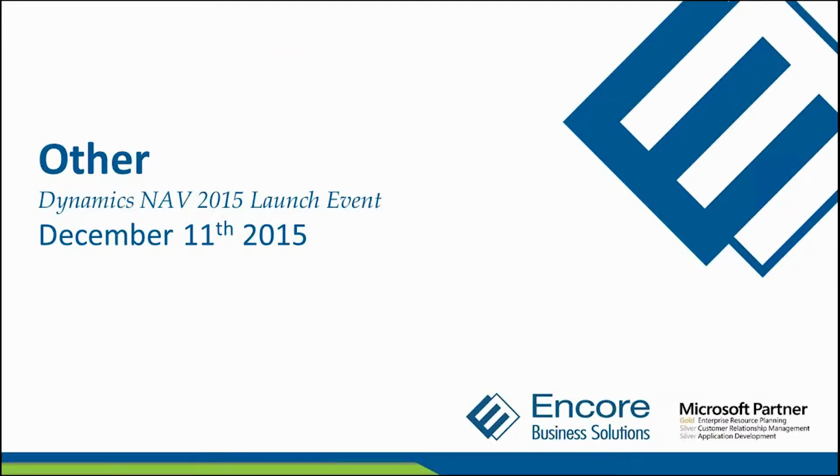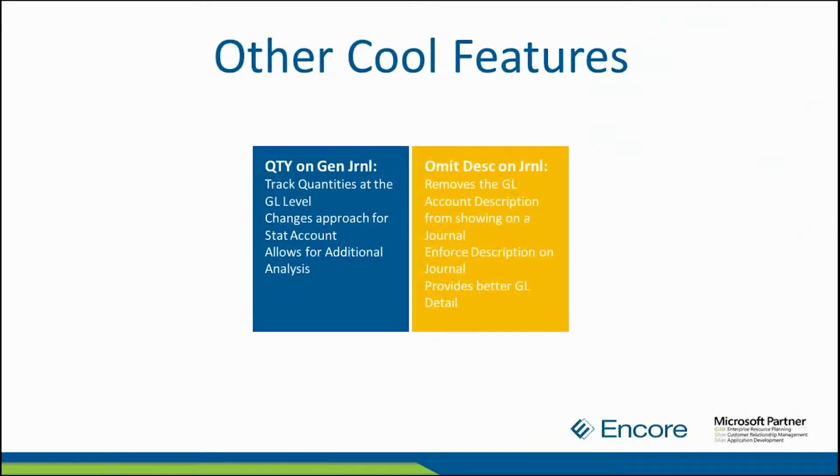So I want to talk about a couple other really small features that came with the new version of NAV. They're really, really small ones, but they're actually kind of neat. And so we thought I'd really quickly take you through those. So on the general journal now, we have the ability to track quantities as well as dollars, rather than trying to track quantities in the amount field, which has some other implications. So that allows for some pretty interesting and neat analysis, and it also has an impact on how we use unit or statistical accounts going forward.